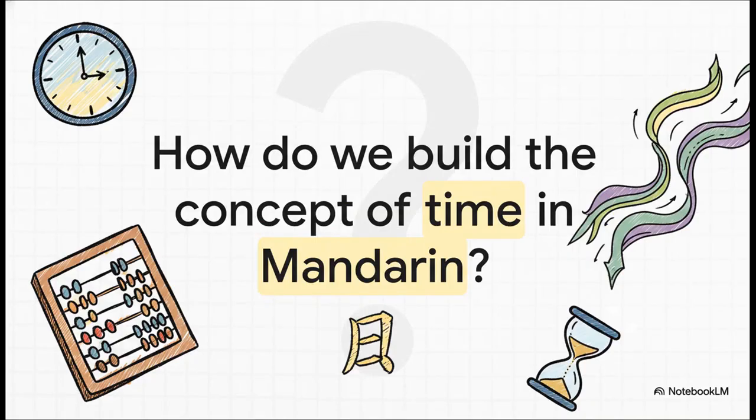Before we get into the nuts and bolts, I want you to just think about this for a second. Time itself is universal, right? But the way we talk about it, the words we choose, that's all deeply tied to culture. It shapes everything. So how do we even start to build this idea in Mandarin? Well, as you're about to see, it all starts with one single, beautifully simple character.